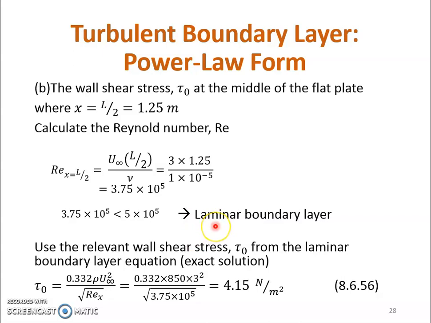So the way for us to get the wall shear stress for this laminar boundary layer is to use the boundary layer equation, the exact solution from example 8.6.56. We just put in the Reynolds number, the density, and the U infinity, times 0.332. Then you can get the tau naught at this section. You know that this is a laminar boundary layer section.